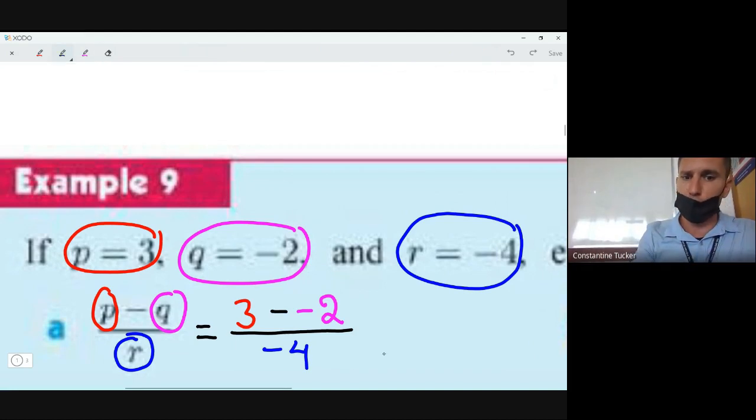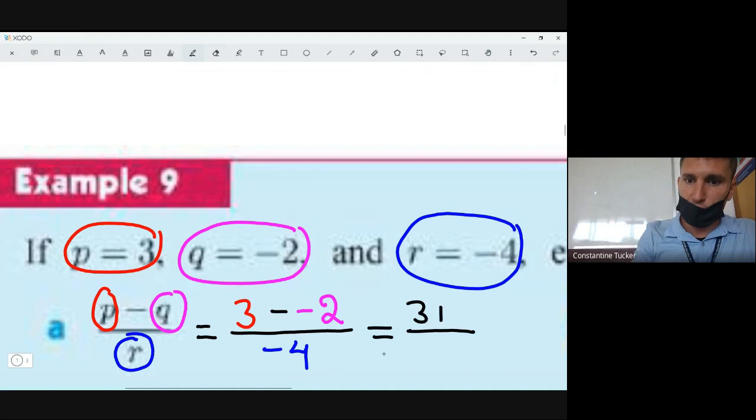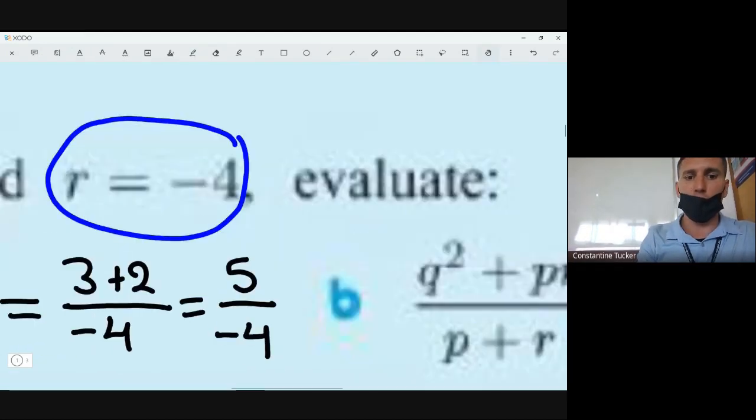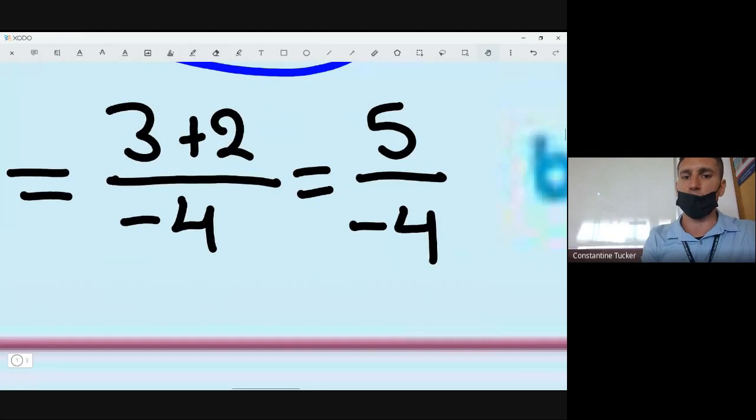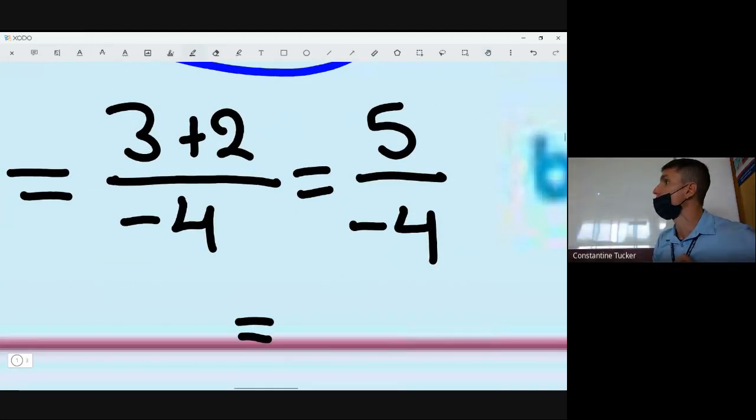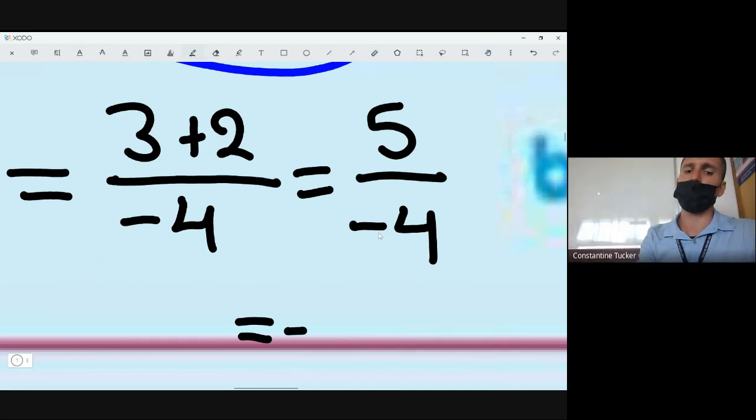Okay, let's move on now. What is the top going to be now? So it's going to be 3 plus 2 because of the minus, which will give us 5. And what about the denominator? It's minus 4. Exactly. And now the killer question, 5 divided by minus 4. Can we actually write it slightly more nicely? Exactly. We can bring the minus in front.